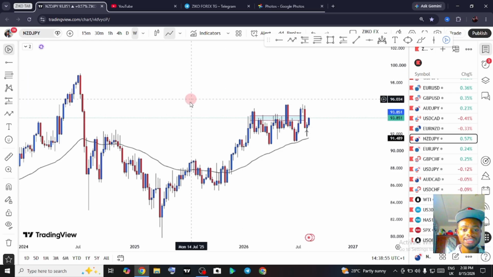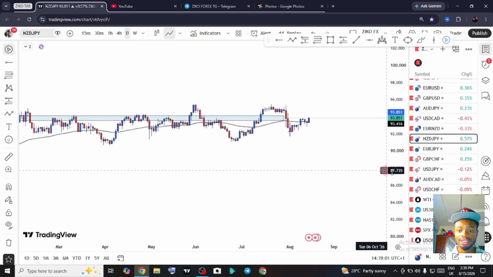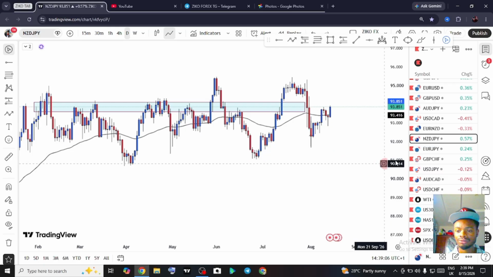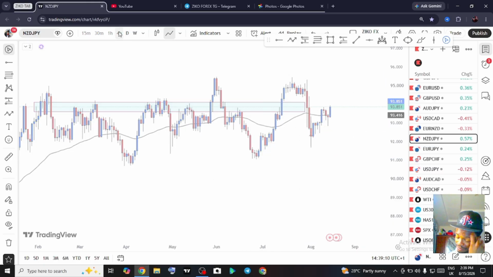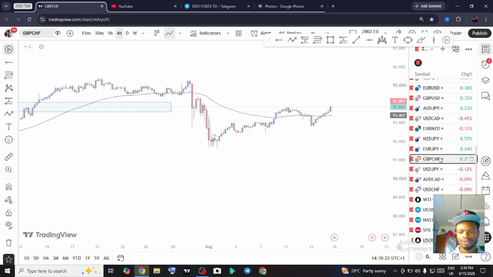NZD JPY, the weekly time frame. I don't even like it right now. I just saw it. Dirty market. Daily time frame also not too clean. Don't like it. 4 hour time frame also don't like it. This is a JPY pair, that's why. Same thing with Euro JPY and USD JPY. So for now, I'll just ignore JPY pairs.